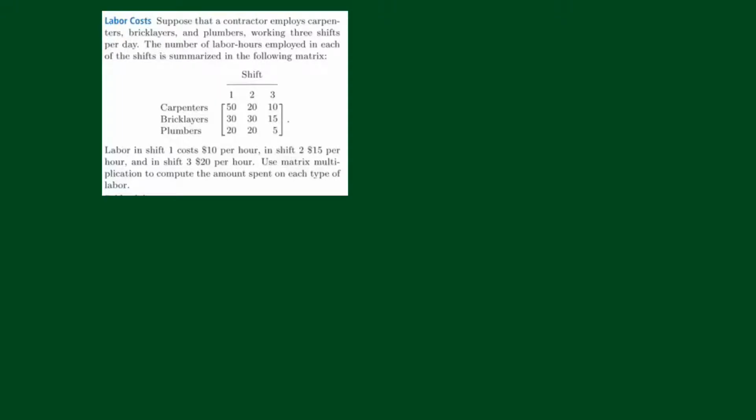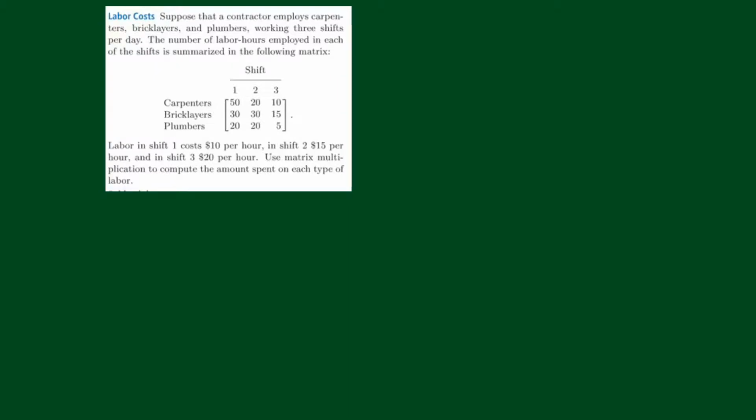Now, down here, we are told that labor in shift 1 costs $10 per hour, shift 2, $15 per hour, and in shift 3, $20 an hour. So use matrix multiplication to compute the amount spent on each type of labor. We're going to build a cost matrix. So I'm going to label this maybe C for cost.